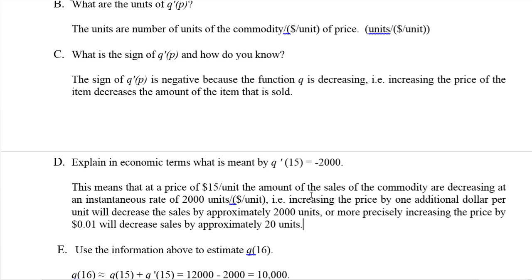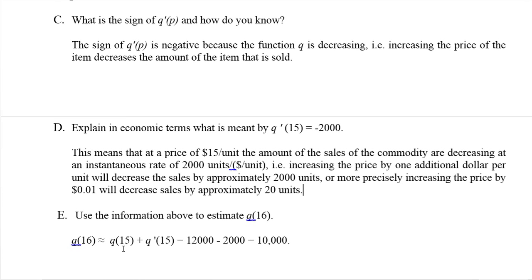So let's use this to estimate Q of 16. So Q of 16 should be approximately Q of 15 plus Q prime of 15. So that's 12,000 minus 2,000 is 10,000.